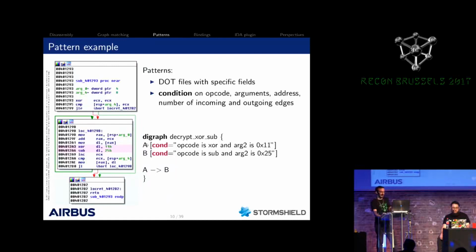Then we have the name of the pattern, decrypt, with the XOR and the sub. Then we say it has nodes, two nodes. The first node is A, with the condition that I want to match an instruction that has XOR as its opcode and has as argument number 2, 11. I have another node that is B, and the condition is I want to match an opcode that is sub, and that has as argument number 2, 25. Then the part here specifies the edges, so there is an edge from node A to node B, which means I have a child from node A that is node B.